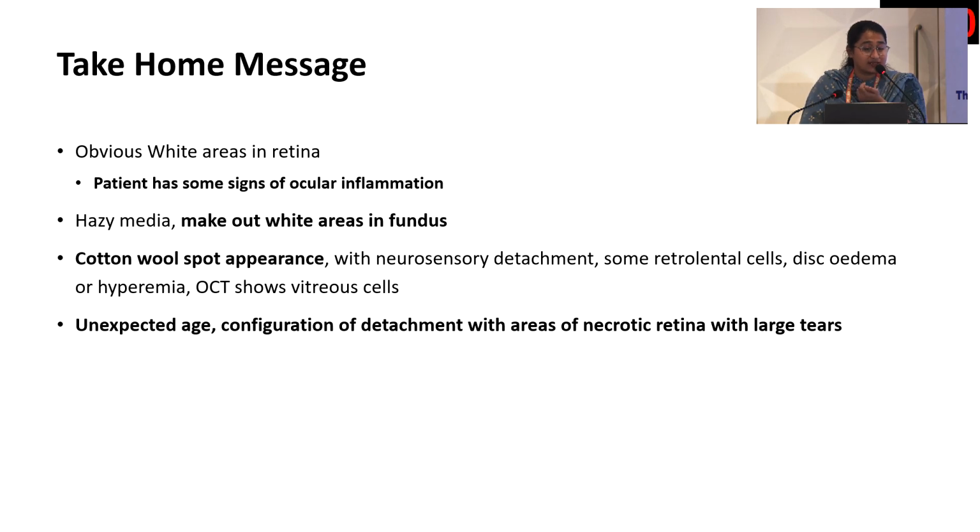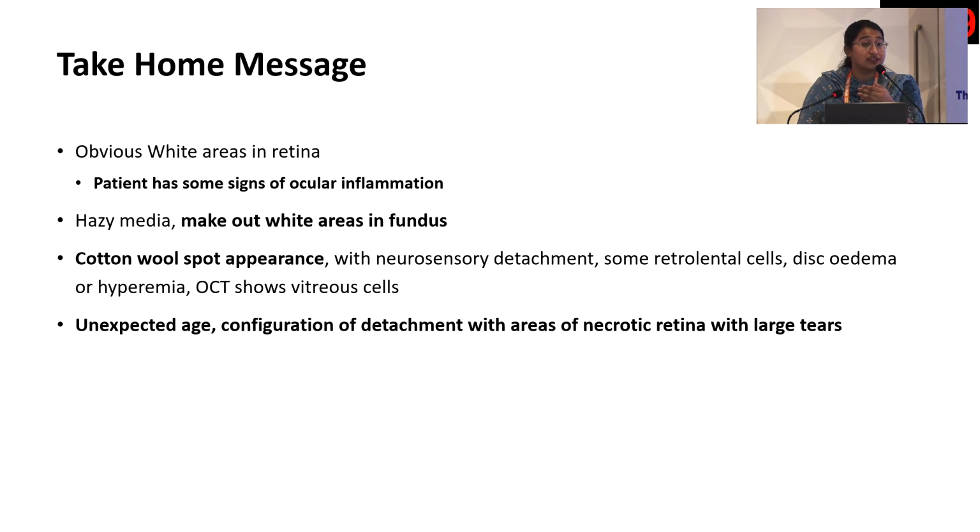So my take-home message is that whenever you see any obvious white areas in the retina, please look for signs of ocular inflammation. It could be just a few KPs, few anterior chamber cells, few RL cells, but do go ahead, give a good slit lamp examination to these patients. You see hazy media or vitritis, do a good peripheral examination.